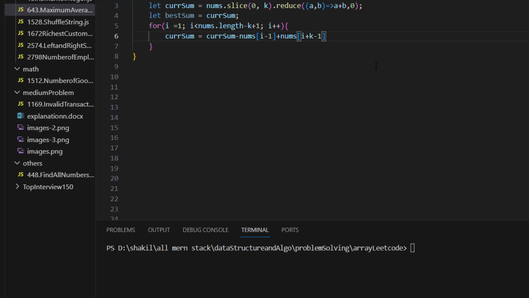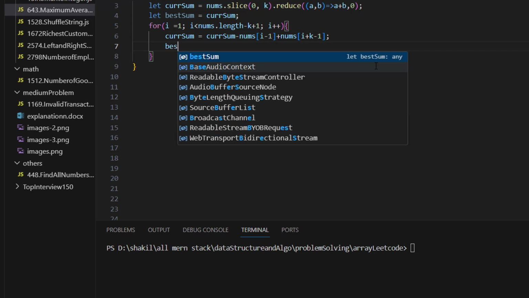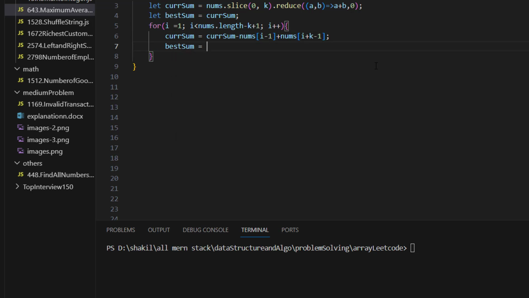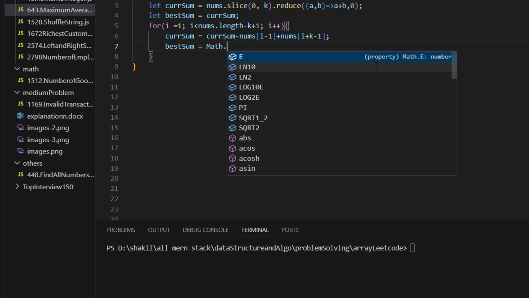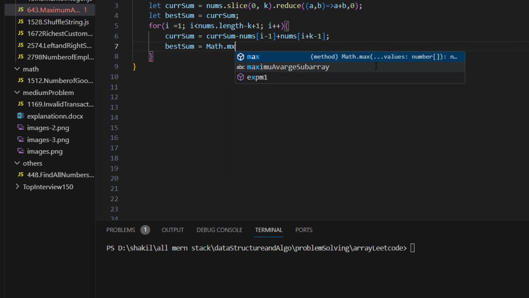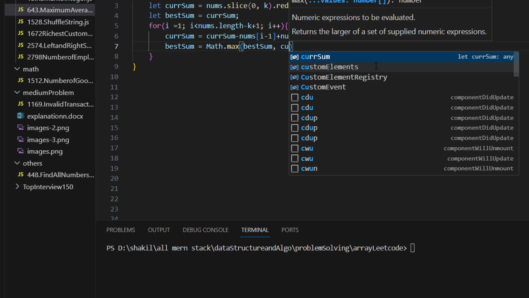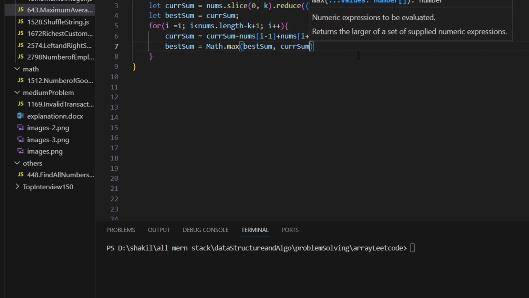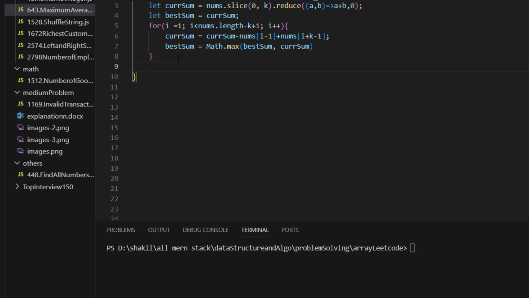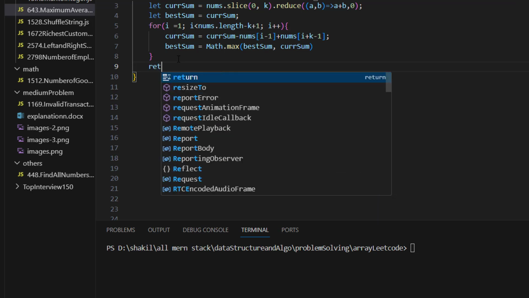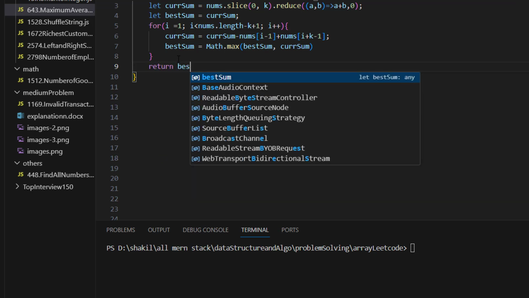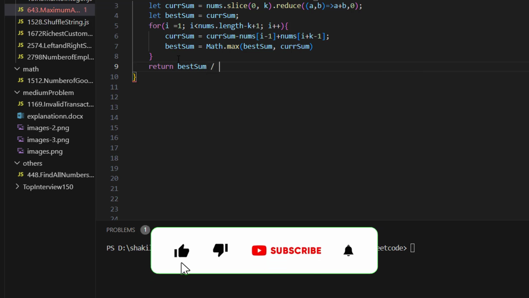Okay, current sum, and update the base sum. Base sum equal to Math.max, the JavaScript built-in function Math.max. It will compare between base sum and current sum. Okay, we are done, and we need to return the final base sum. Return base sum, and here to find the average we should divide it by 4.